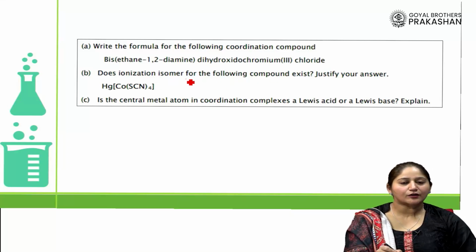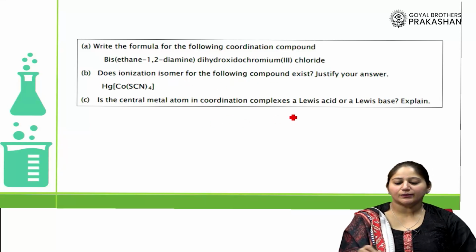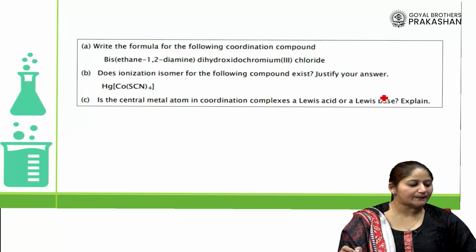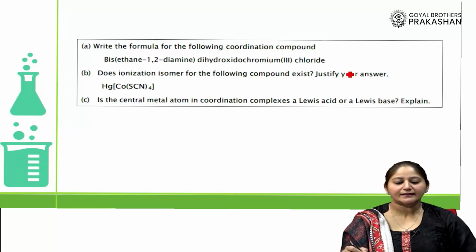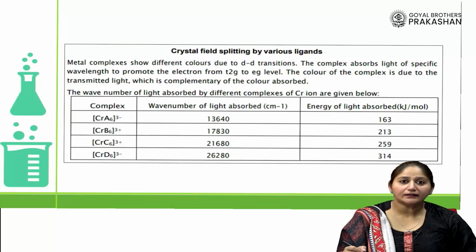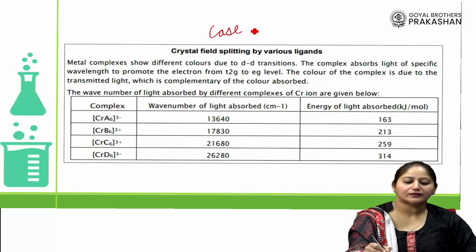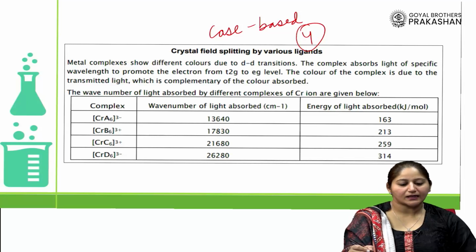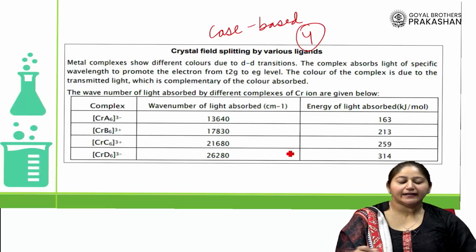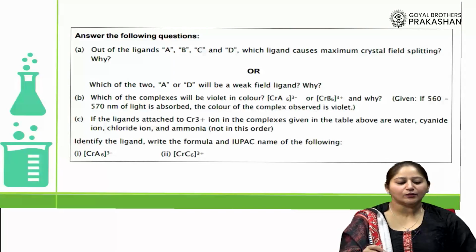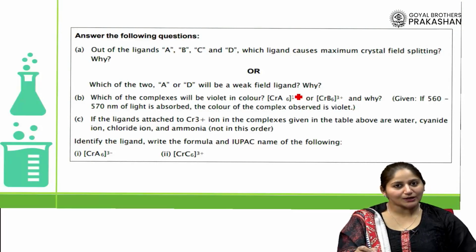Then the question is from isomerism. The third one is whether they are Lewis acids or Lewis bases. So as you can see, it is a 3 marker question. Now another question from coordination is a case study question. So when it is a case based question, it carries 4 marks. So children, as you can see, data is given related to d-d transition here, and then related questions have been asked.